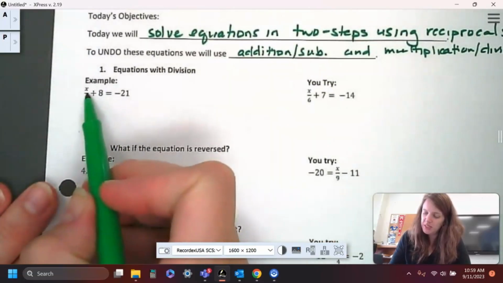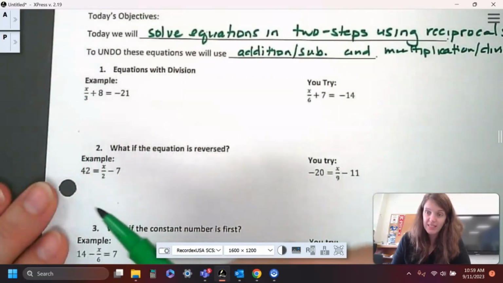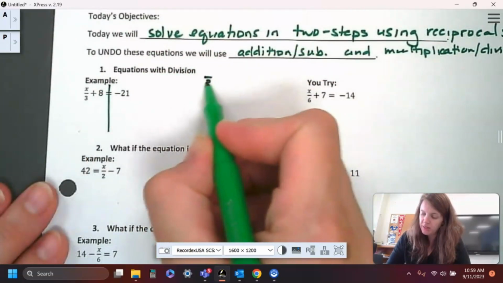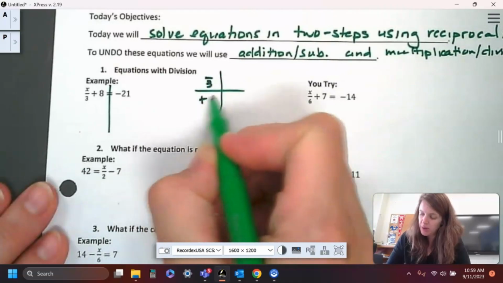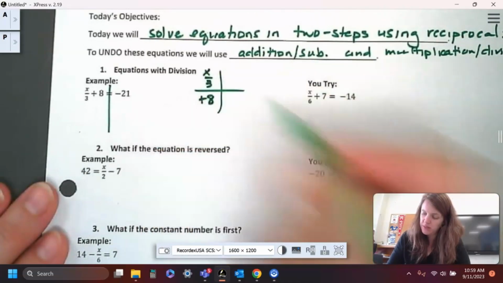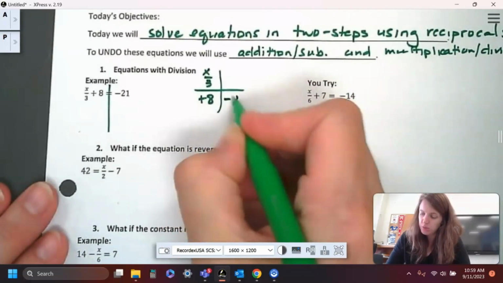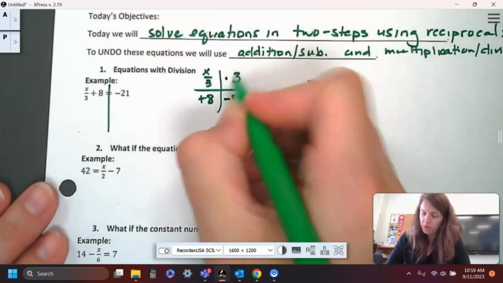So we have an x being divided by 3, and then we have an 8 being added to it. So again, if we see what's being done to the problem, it has a divide by 3, and it also has a positive 8. So x is being divided by 3, and then 8 is added to it. Well, the opposite of those are subtracting 8 and multiplying by 3.